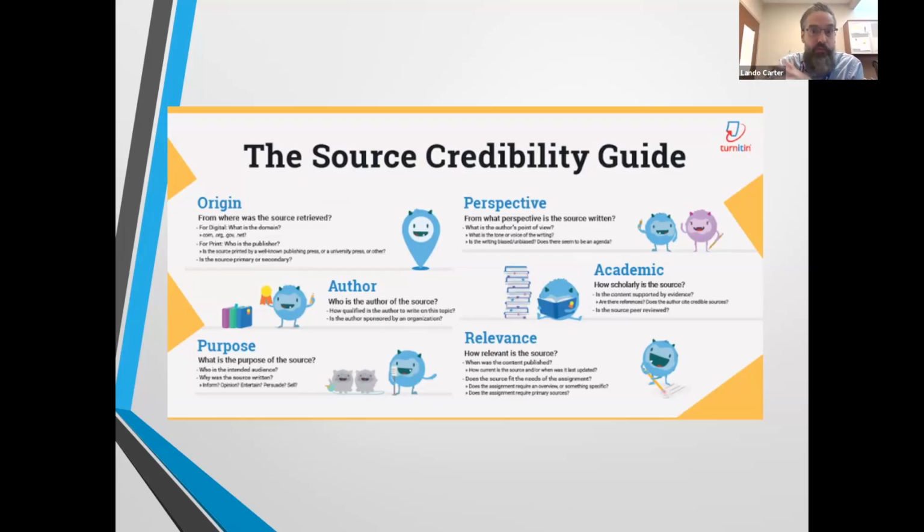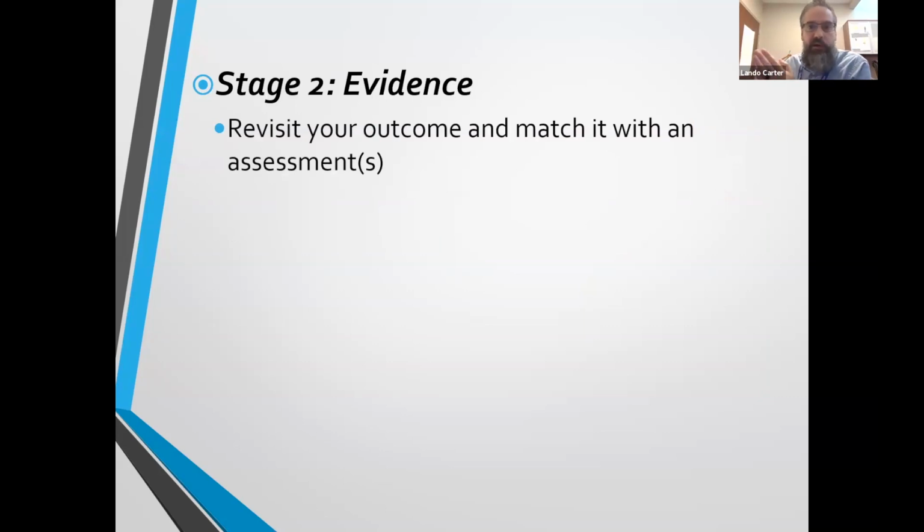I actually have a blueprint for where I want to go get evidence of that through stage two, and that is the source vetting system project. So stage two, now it's back to you. So we revisit our outcome.